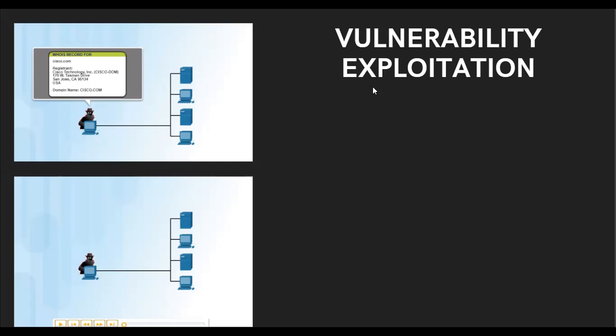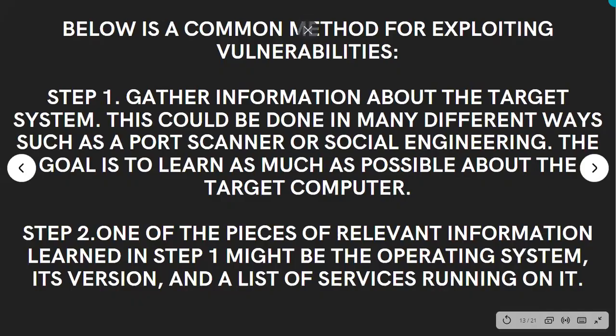Attackers will scan computers to gain information about them. It's the same concept as when we want to investigate or attack a person. So these are some of the methods for exploiting vulnerabilities. Step one, gather information about the target system. This could be done in many different ways, such as a port scanner or social engineering. So it could be a combination of both, or many methods for that matter.